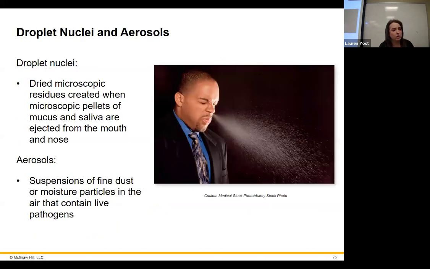Droplet nuclei and aerosols, sneezing, that stuff can hang in the air for hours. Depending on the microbe, it can be like 8 hours hanging out in the air. Imagine if I cough in here and then 8 hours later, Dr. Shearer walks through it and gets my tuberculosis. That's crazy.